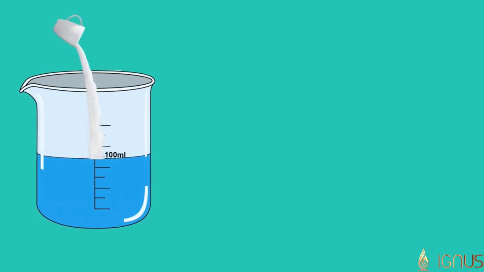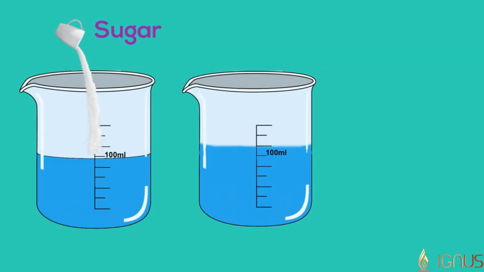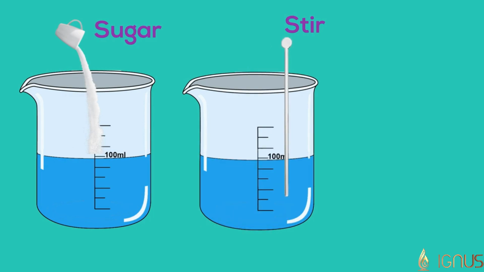What is matter made of? Let us do an experiment to figure out. Let's add some sugar to water. Observe that the level of water increased above 100 ml. Now stir to dissolve sugar. You will see that once dissolved, the level of water comes back to the original level of 100 ml.